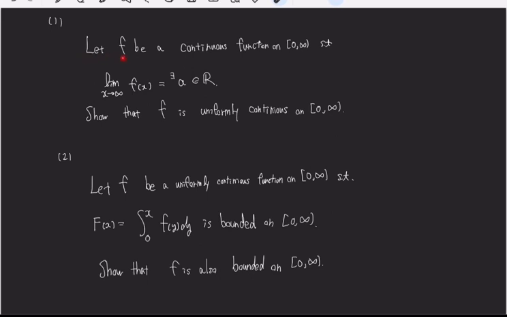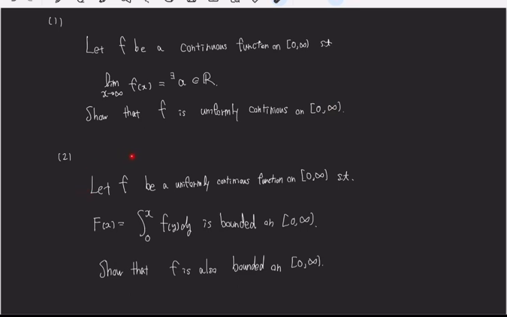In this problem, f is a continuous function on the interval from 0 to infinity such that the limit as x goes to infinity of f(x) exists with a finite number a. Under these assumptions, we are going to show that f is a uniformly continuous function on the interval 0 to infinity.